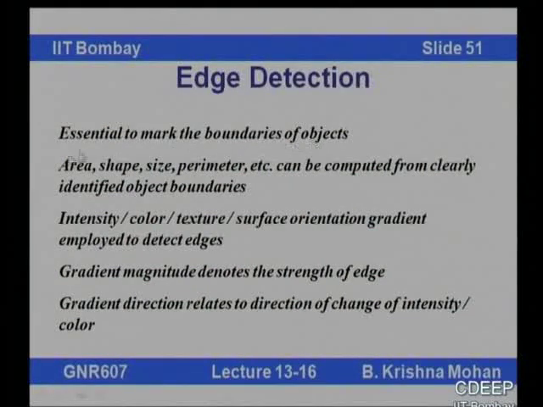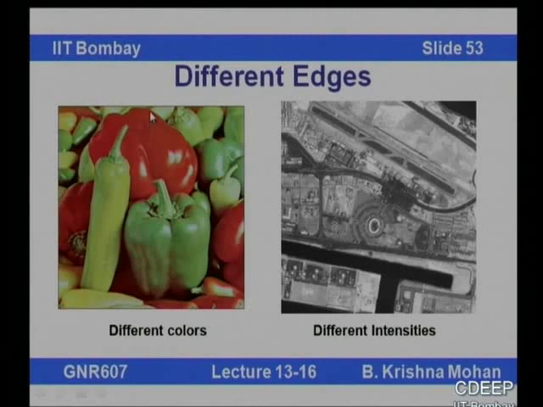So edges are essential to mark the boundaries. We can compute various parameters. How sharp the rise is from low intensity to high, or a fall from high intensity to low, will give us the magnitude of the intensity change among neighbors, and in which direction this change is happening will help us determine the orientation of the boundary. So is there a difference between the center pixel and its vertical neighbors above and below, or horizontal neighbors left and right, or among the diagonal neighbors? You have to look at the amount of change in the local intensity and the direction in which the change is occurring.